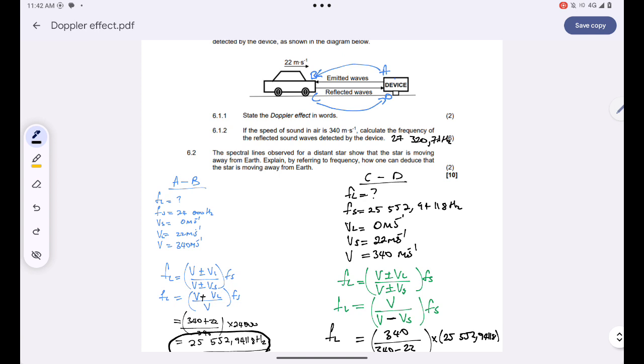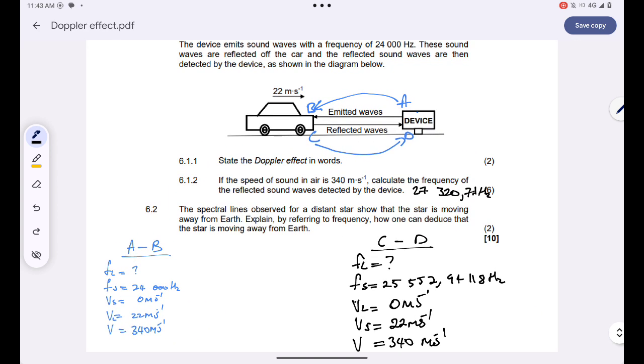When the star is moving away from the Earth, guys, it simply means that the star has been redshifted. Red has the lowest frequency in the spectrum. So since red has a lower frequency, it simply means the star will have a greater wavelength. So since it has a greater wavelength and a lower frequency, it simply means the star is actually moving away from the Earth, or the universe is simply expanding. That's how, guys, you're supposed to tackle that question over there.